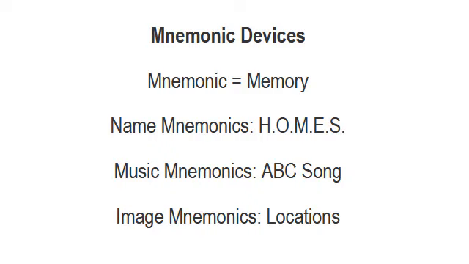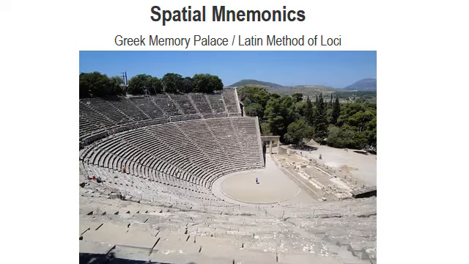That's music mnemonics. Before the invention of printing, image mnemonics was the most common device. It was used for lists of things like people and places. It can also be called spatial mnemonics. This device was invented by the Greeks and adopted by the Romans.